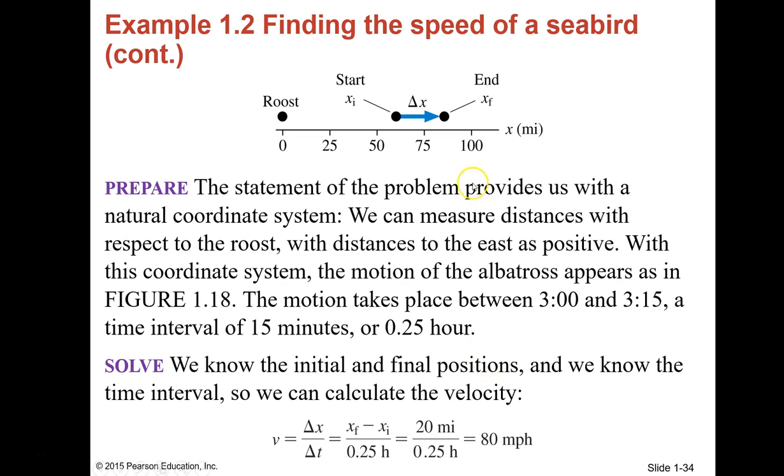Okay, so we have our motion map set up. We know the initial and final positions, and we know the time interval, so we can calculate the velocity. It went from 60 to 80 miles, so that's 20 miles. 15 minutes is a quarter of an hour, so 0.25 hours. So our velocity is our displacement, 20 miles, divided by our time, 0.25 hours, which is 80 miles per hour. So that bird is moving at 80 miles per hour. Pretty fast moving bird.